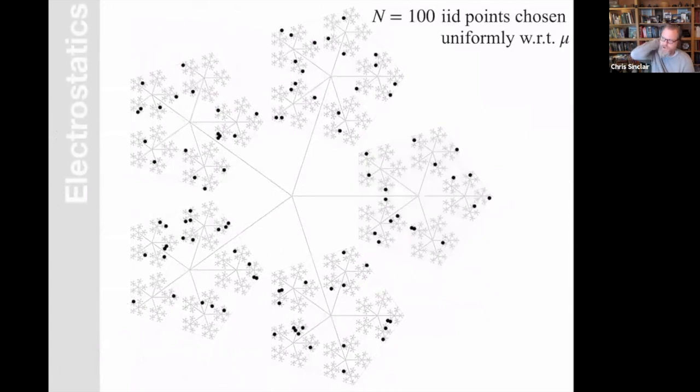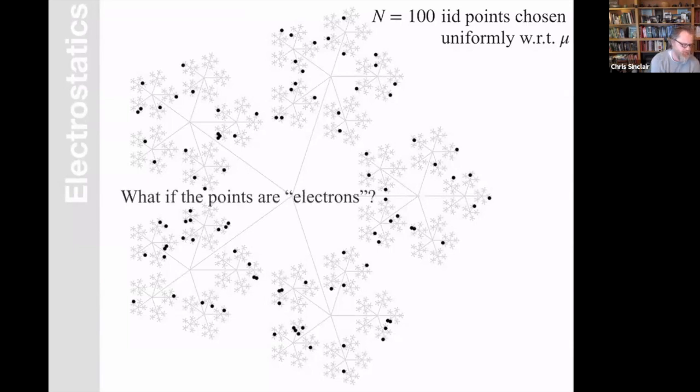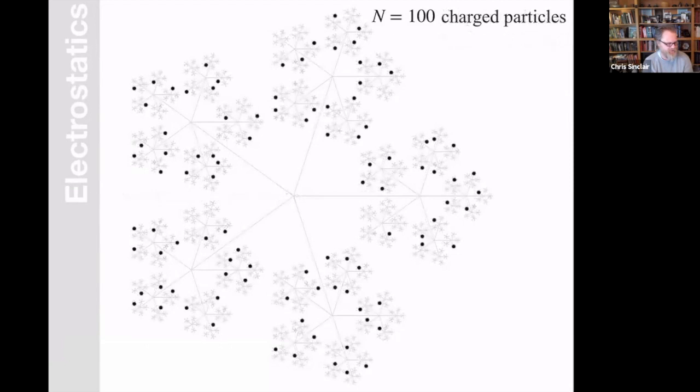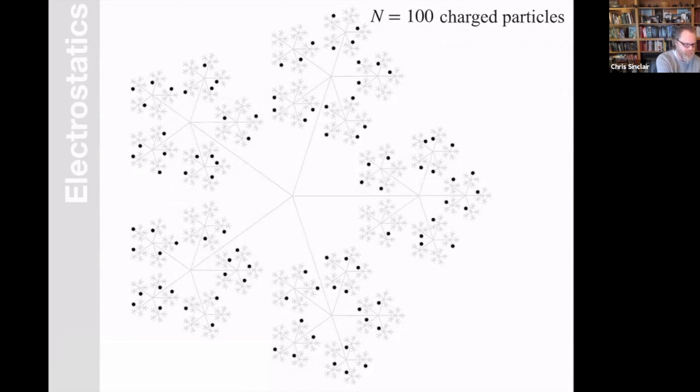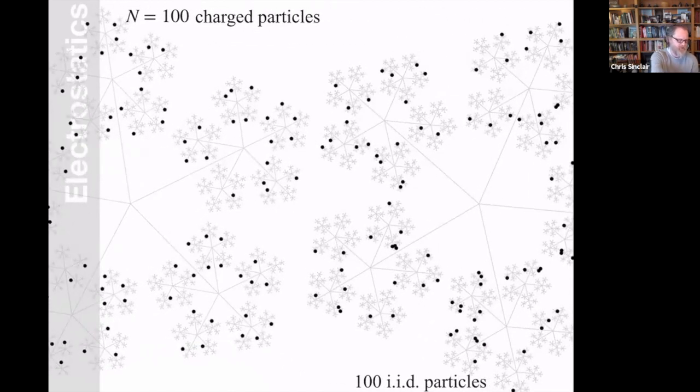All right. So initially, let's just look at 100 IID points chosen uniformly with respect to mu. So just basically throwing a dart at, in this case, the 5-adics 100 times, and you get a picture like this. But as Joe talked about, the question is what if these points are electrons or charged particles that repel in some sense? And what you expect is a different sort of picture. So let's compare these two pictures. This is one where the charged particles, and here's one where I chose things just IID, and you'll see places like this.